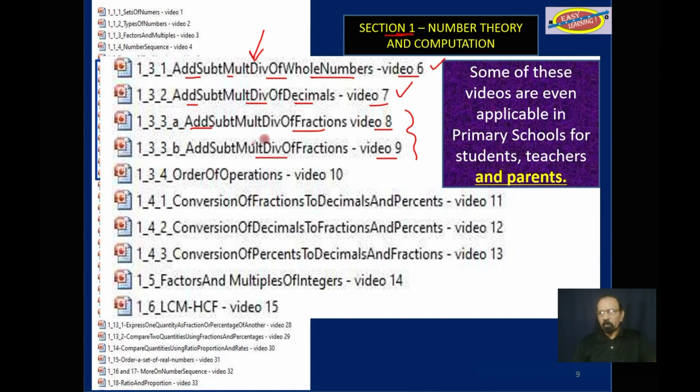And you have the rest of this section 1, which is essentially work that should be done in the primary school, like LCM and HCF and so on. Remember, there are 33 such videos in section 1 from the CSEC syllabus.